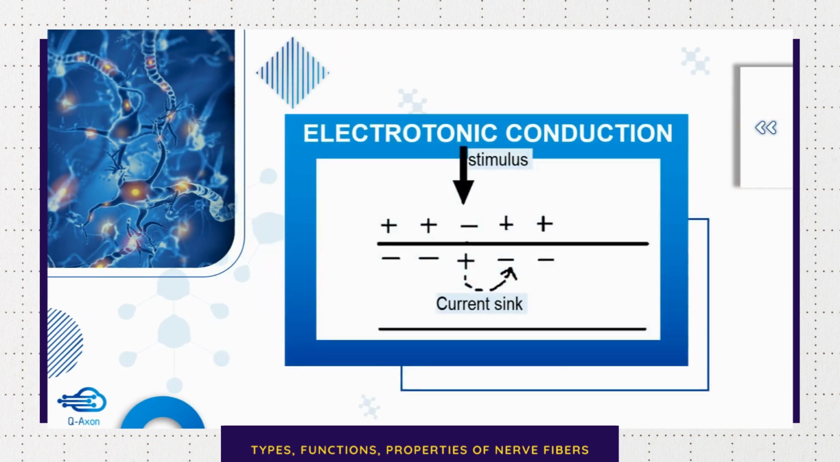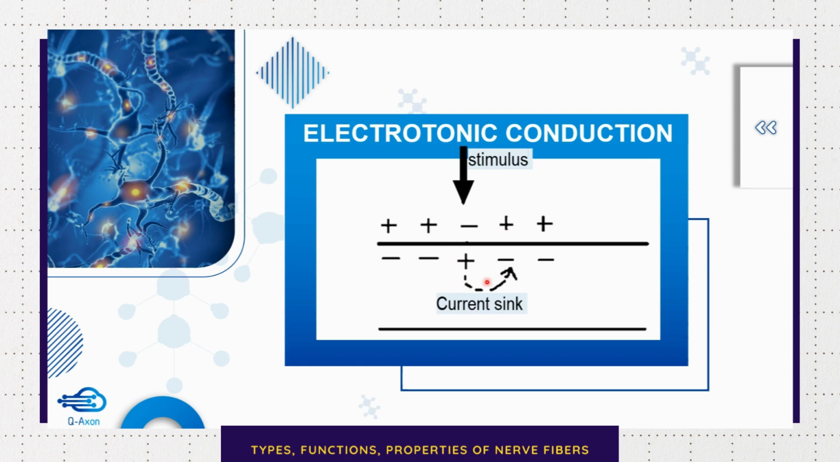Now let's look at electrotonic conduction in the unmyelinated nerve. Now you can see, and this is the cell membrane of the neuron, of the axon rather. Now you can see that this is a representation of resting membrane potential. The inside is negative and the outside is positive. Now you have applied a stimulus here. So there is a reversal of polarity, which means an action potential is generated here.